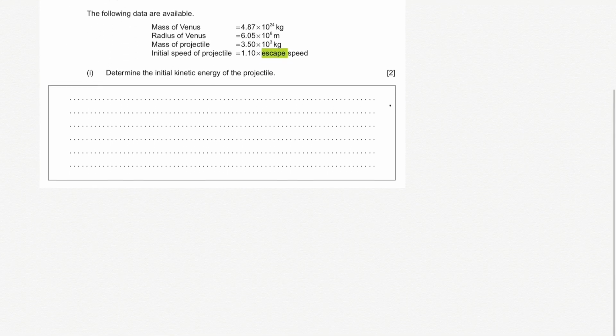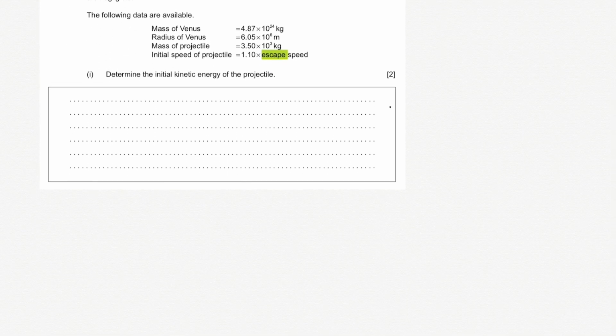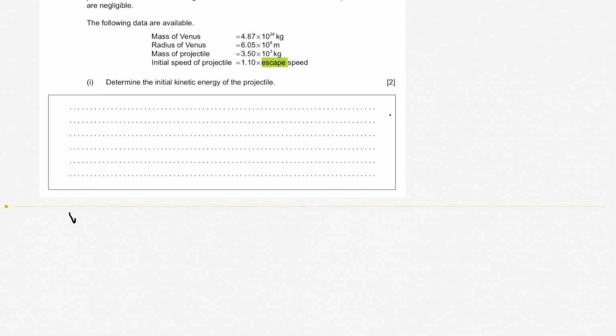I'm going to scribble my answers underneath. So let's go with this idea of escape speed. Can we find the escape speed of this planet? Well, we need the gravitational constant. We have that. We have the mass of Venus, and we have the radius of Venus. So yes, we can find the escape speed of Venus.